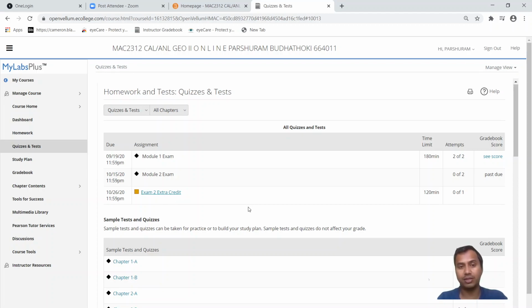Before that, make sure that you are prepared for module 2. The questions in exam 2 extra credit are very, very similar to the module 2 exam. So if you want to practice, look over the assignments you did in that module, that would be very, very helpful. And there are 20 questions, 2 hours time, and it will be available until 10:26.